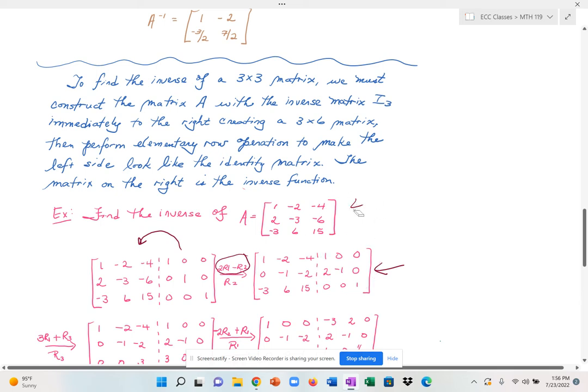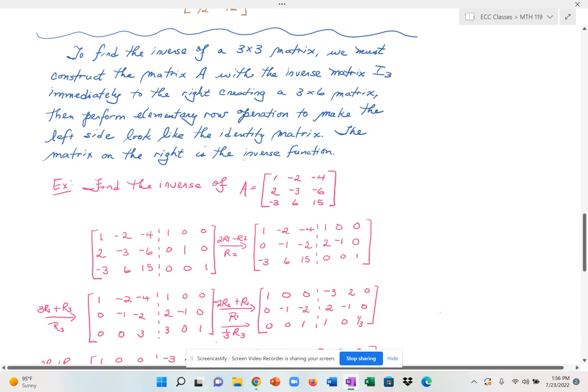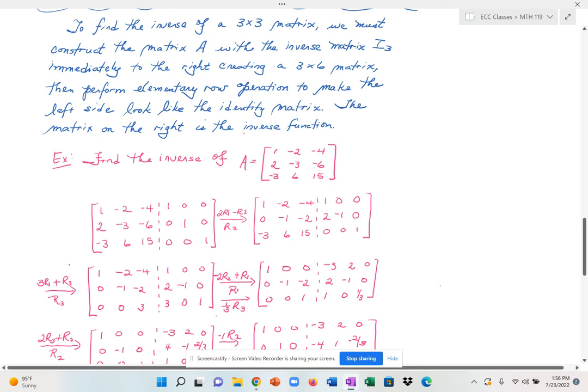Okay, so I still have quite a bit more to do because I need all diagonals of 1 and the rest of the entries all 0 in the first 3 rows and columns. So the next thing I chose to do was to multiply row 1 by 3 and add it to row 3 to get a new row 3.